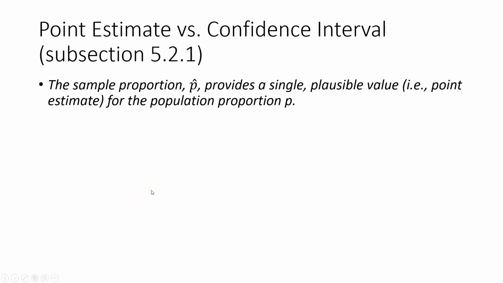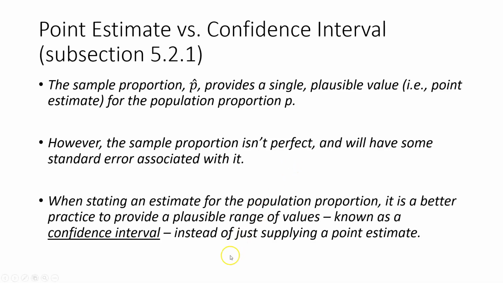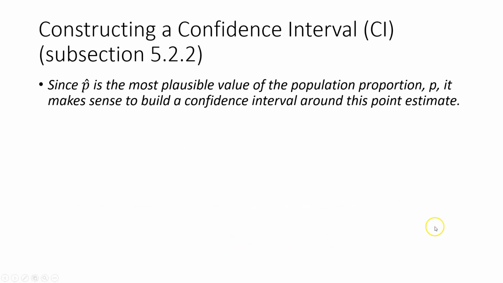So let's begin by talking about a point estimate for a population proportion versus a confidence interval. The sample proportion, p hat, provides a single plausible value that is a point estimate for the population proportion p. However, the sample proportion is not perfect, and it will have some standard error associated with it. Therefore, when stating an estimate for the population proportion, it's better to provide a plausible range of values, known as a confidence interval, instead of just supplying a point estimate.